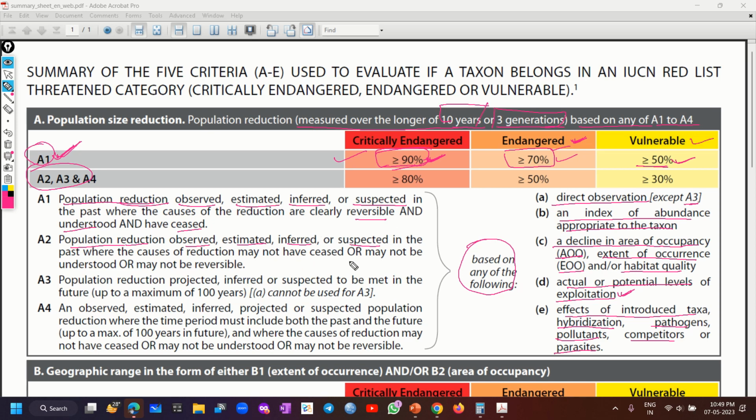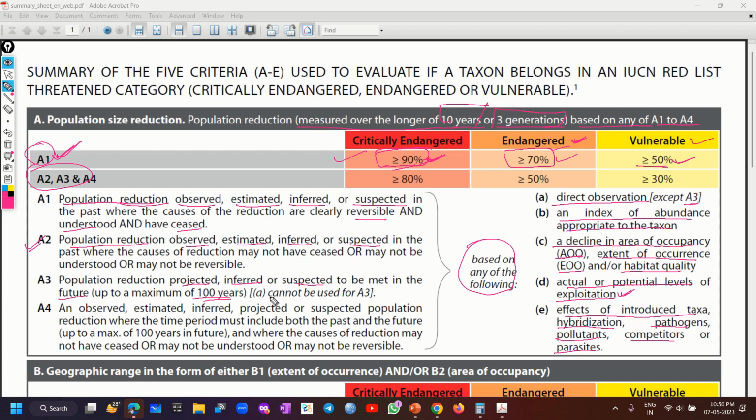Okay, so in the past, where the causes of reduction may not have ceased, or may not be understood, or may not be reversible. Okay, so the second one is this: population reduction is projected, inferred, or suspected. Now here we are not saying observation, because we are talking about the future, to be made in the future up to a maximum of 100 years. If we are talking about the future of 100 years, then you cannot observe. So you are just projecting or inferring or just suspecting. Okay, so these are only estimates.